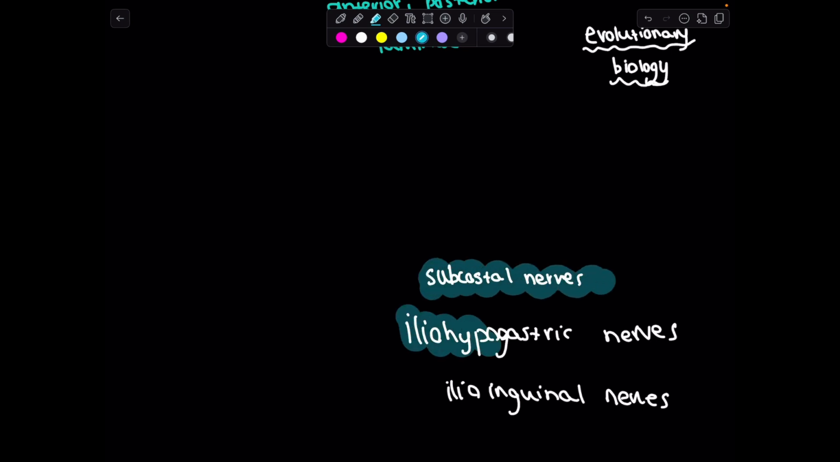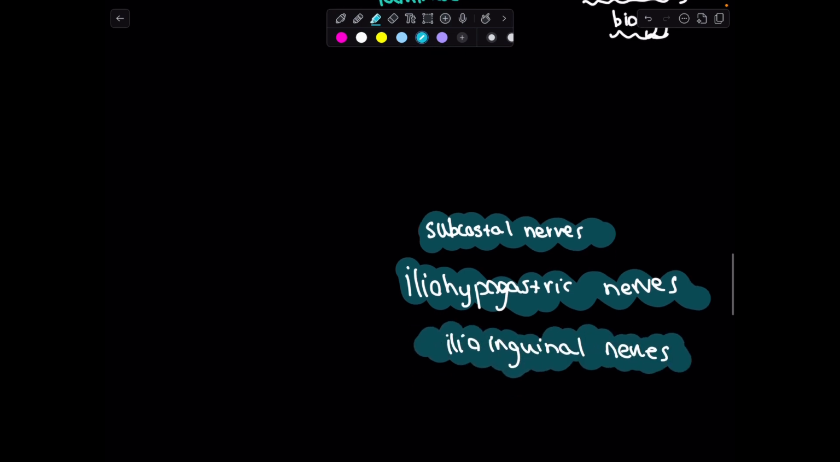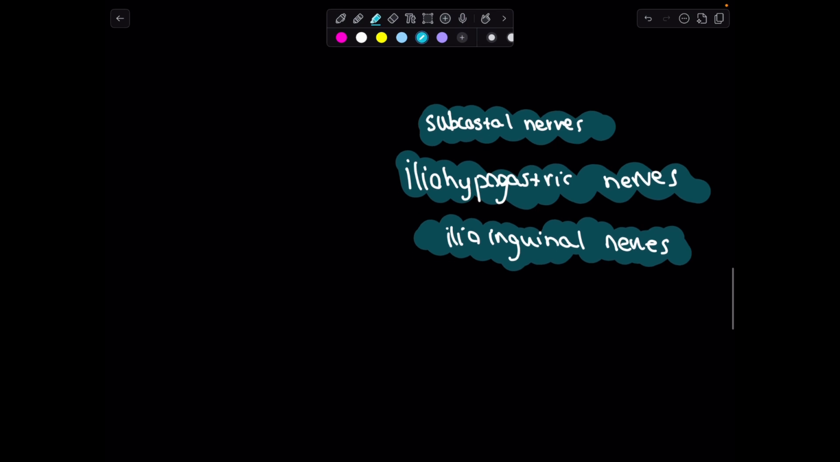Iliohypogastric, L1, splits off, innervating the skin over the iliac crest and upper groin, plus some abdominal muscles. Ilioinguinal, L1, travels through the inguinal canal, supplying skin of the scrotum, labia, and medial thigh. Names reflect locations: thoraco-abdominal for chest to abdomen, subcostal below ribs, iliohypogastric and ilioinguinal for iliac and groin regions. All provide motor and sensory functions. Clear? Need more on any nerve? No, that makes sense.